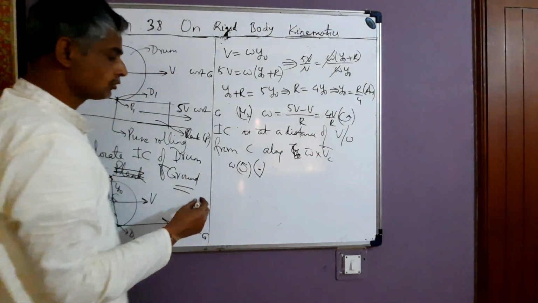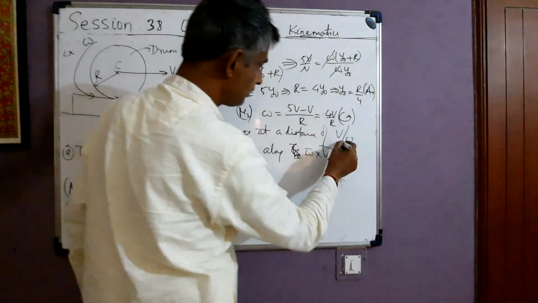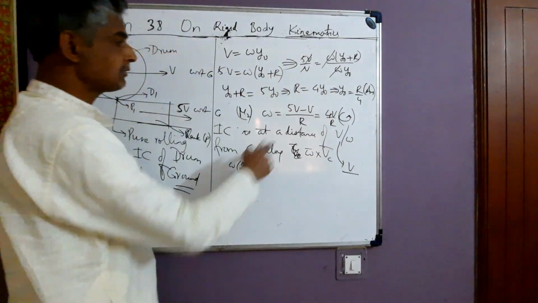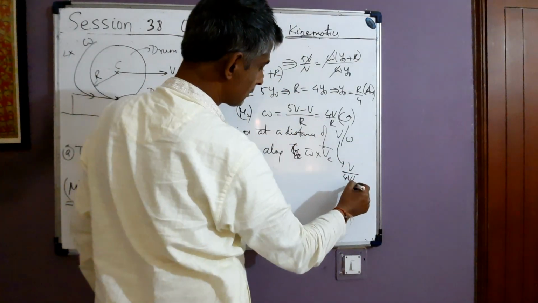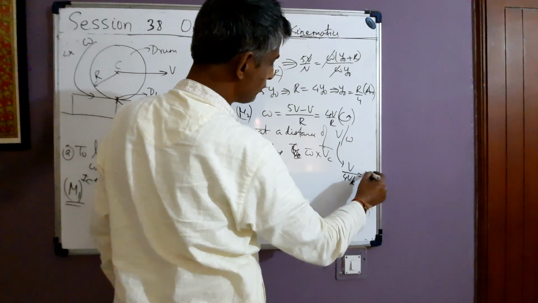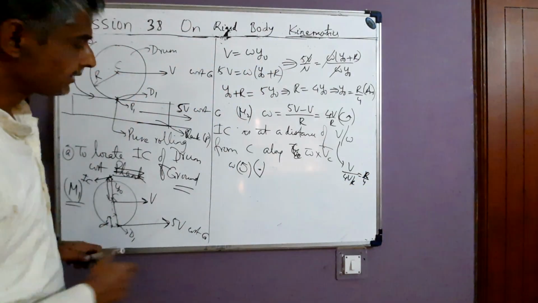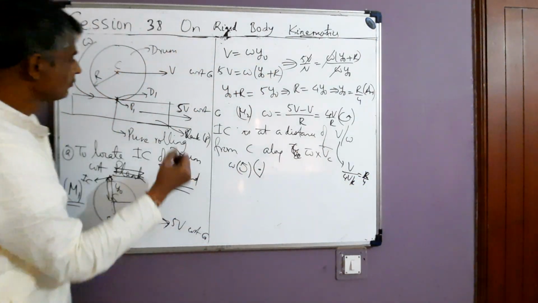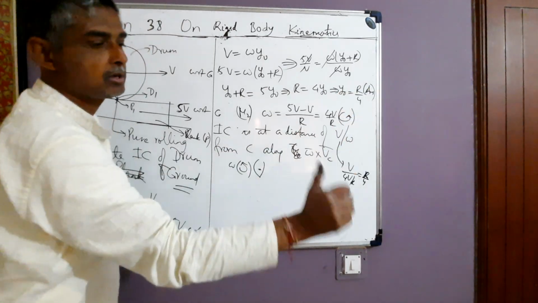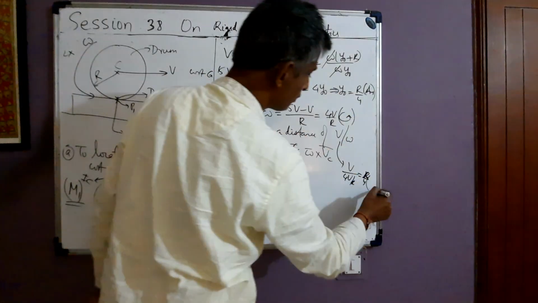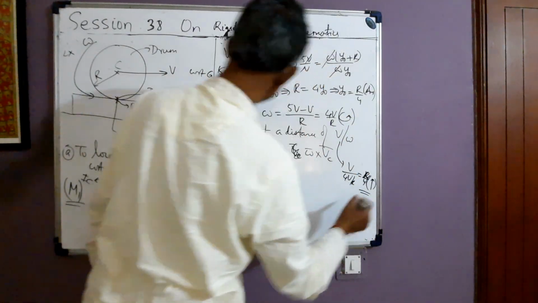So it is equal to a distance of v by omega. Omega we have found to be 4v by r. That is simply r by 4, along the direction of omega cross VC. Omega direction is outward, VC is rightward, omega cross VC is upward. So r by 4 above center C.